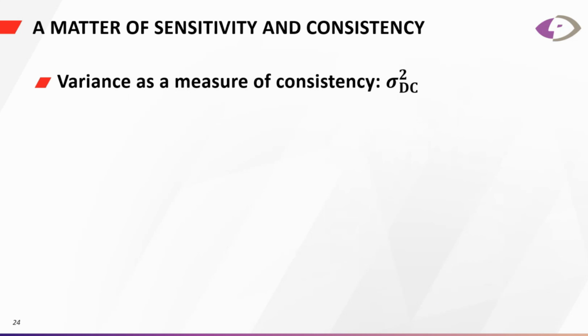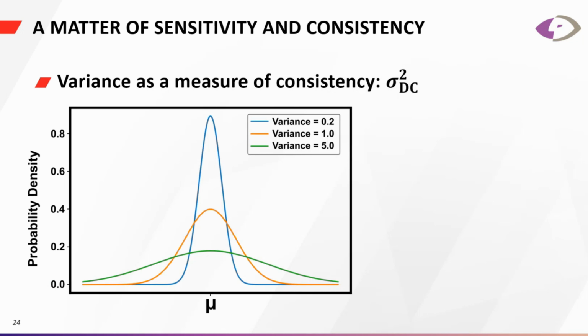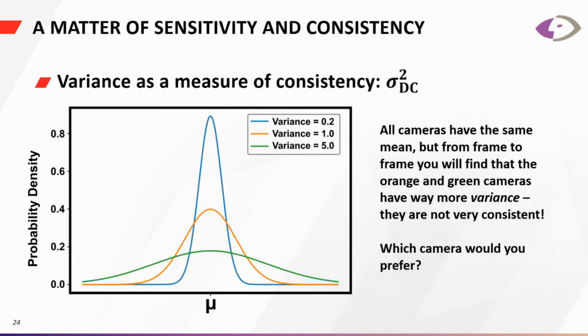So variance is a measure of consistency, and we call that sigma squared, DC for digital counts. Here, just as an example, is what a variance could look like in terms of probability. So you have a very narrow variance for the blue camera, a very wide variance for the green camera. And all cameras have the same mean, but from frame to frame, you'll find that the orange and green cameras have way more variance. They're not very consistent. So which camera would you prefer?